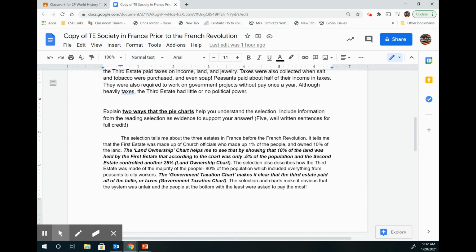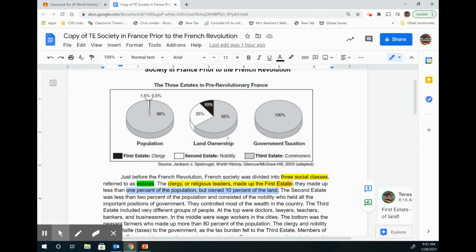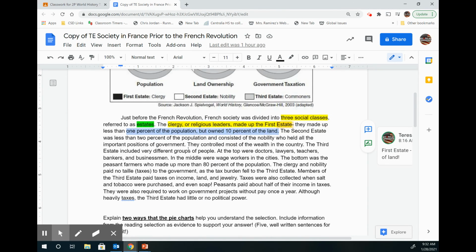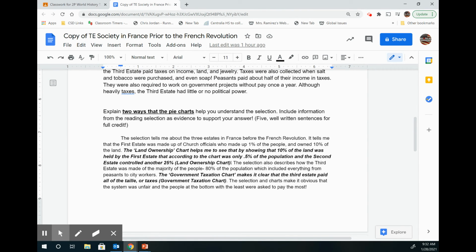Helps me to see that by showing that 10% of the land was held by the first estate, that according to the chart was only 0.5% of the population, and the second estate controlled another 25%. And then I'm going to cite that land ownership chart and then close my sentence. So that's where I got that information. And look at over here, it was talking about the population of the first estate actually only being 0.5% of the population, so even less than the text said. Okay, I bolded that just so you could see it.